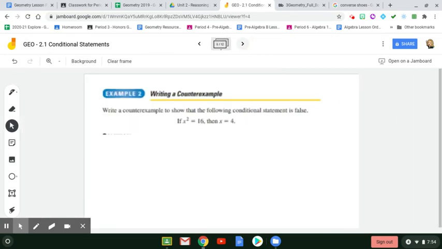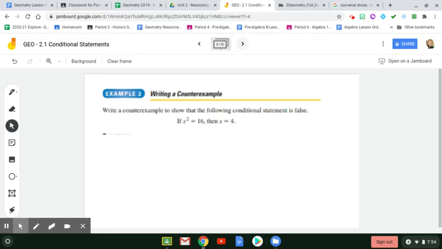So let's keep practicing that. We're going to write a counterexample to show that the following conditional statement is false. So again, we're applying some of the vocabulary. We're still practicing what a counterexample is. Remember, a counterexample is that one example that will prove a statement false. And remember, a conditional statement is just something that is using the phrases if and then.